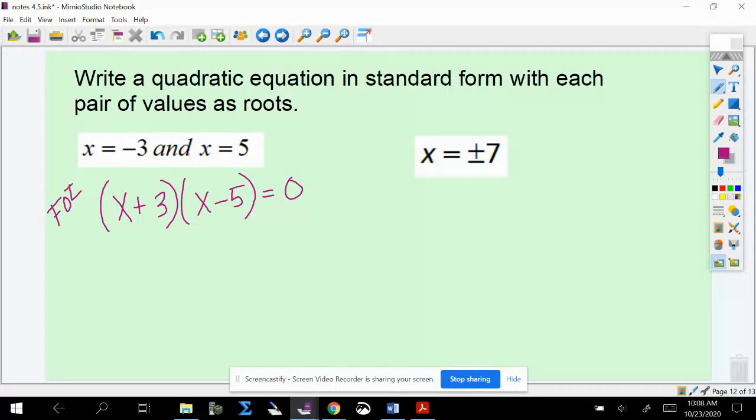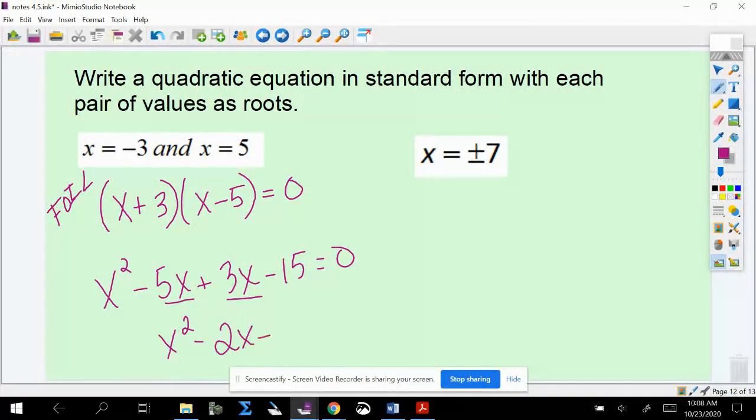So when I FOIL, first would be x squared, outer would be -5x, inner would be 3x, and last would be -15. You will have middle terms to combine. So your final answer in standard form is x squared minus 2x minus 15. I don't think on Delta Math you have to write the equal 0. I think you just have to write the standard form.